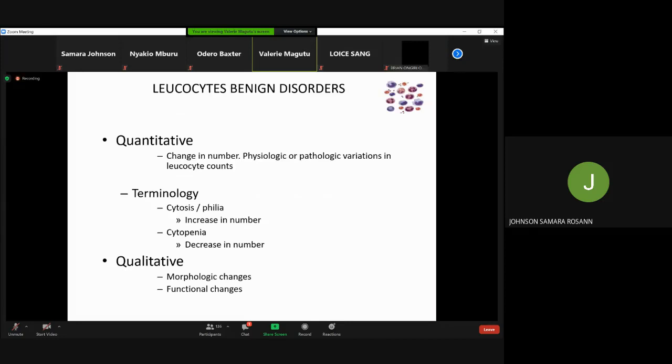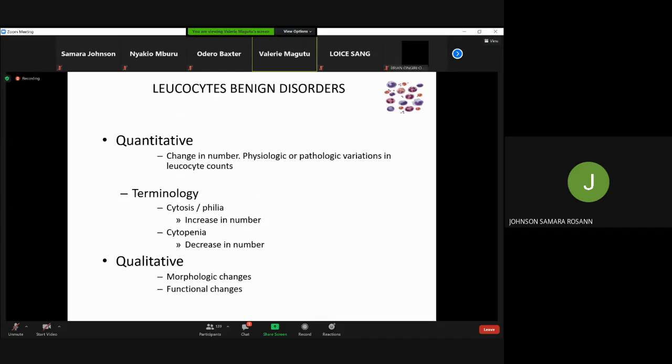The terminology we use when we're talking about quantitative changes: when there is an increase in number, we refer to that as a cytosis, cyte in terms of cell, or a philia, and philia is like to love. Yeah? So for example, you can talk about a leukocytosis when you're talking about an increase in number in white cells, or you can talk about a neutrophilia when you're talking about an increase in number in neutrophils. Now, for a decrease in number, we generally refer to that as a cytopenia. So if, for example, there's a decrease in the number of lymphocytes, we'll talk about a lymphopenia. Or if it's white cells in general, you can refer to it as a leukopenia.